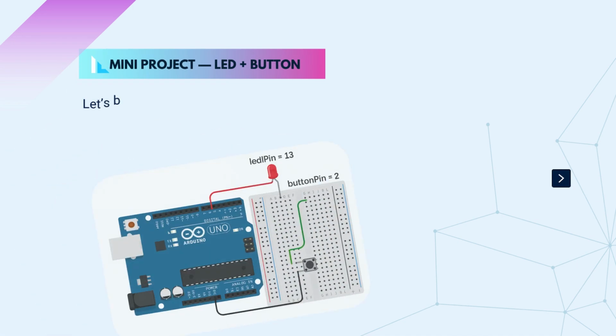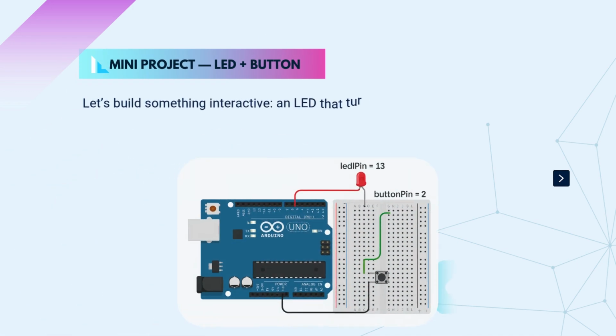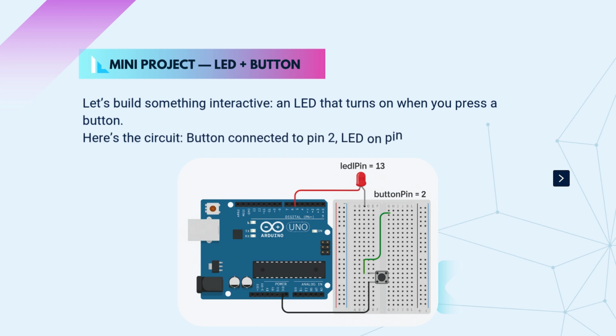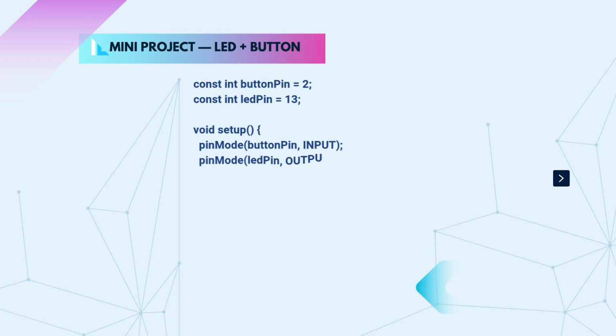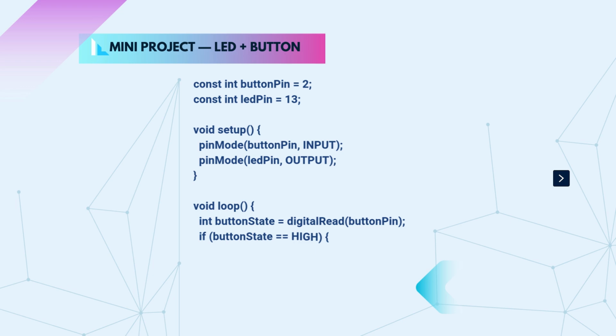Let's build something interactive, an LED that turns on when you press a button. Here's the circuit, button connected to pin 2, LED on pin 13. Here's the code. Upload the sketch and press the button. The LED responds in real time. Button pin is set to pin 2, that's where we'll connect the button. LED pin is set to pin 13, the onboard LED on most Arduino boards.